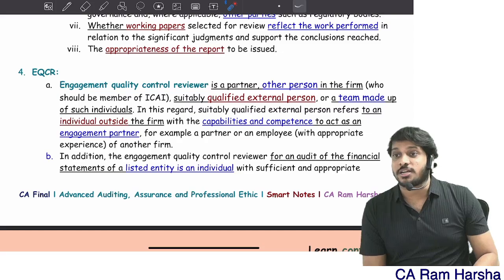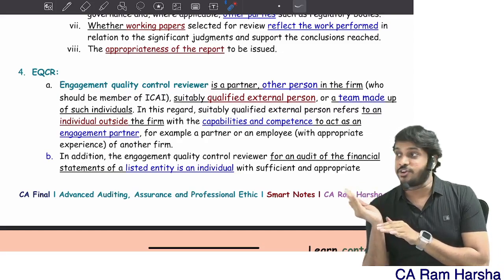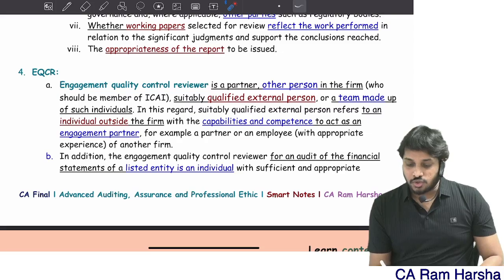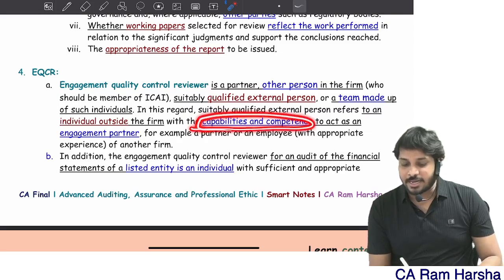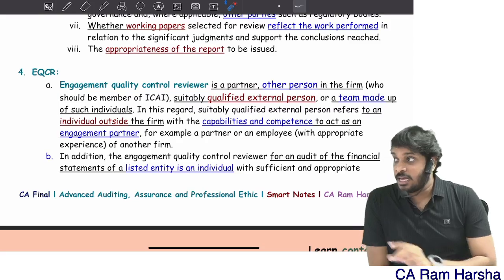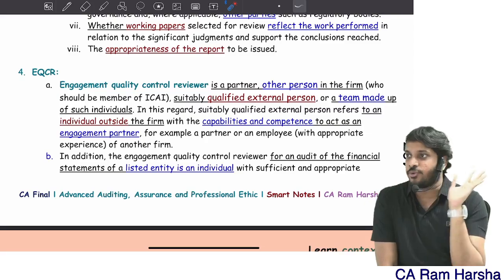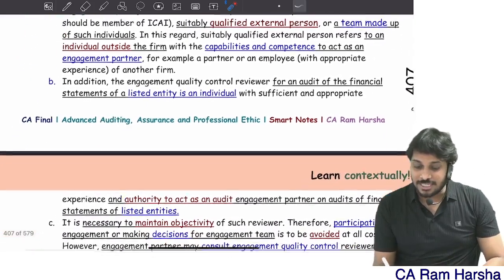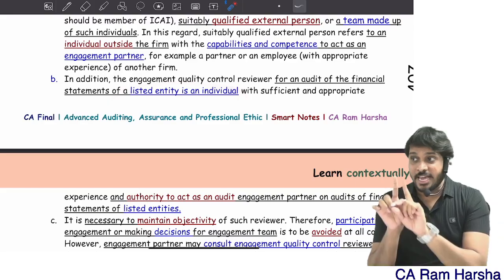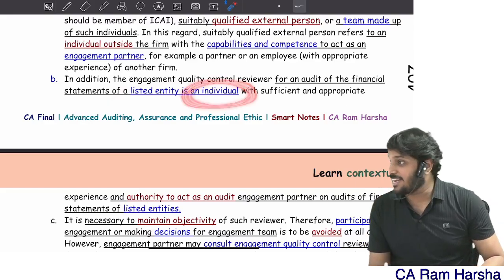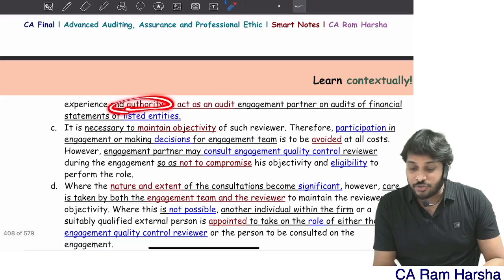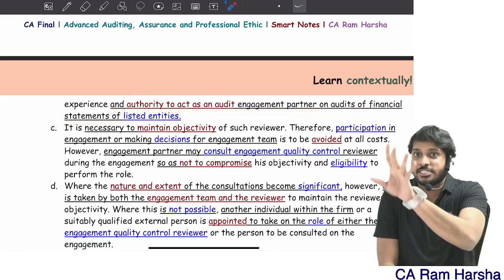When we go for an external person, if we don't have a partner or a reviewer, who has the necessary capability and competence to act as an engagement quality control reviewer? He must also have the same eligibility as a partner. Only that person can review. Not only that, in case of listed entities, the engagement quality control reviewer must be an individual who has the authority to act as an engagement partner in listed entities.